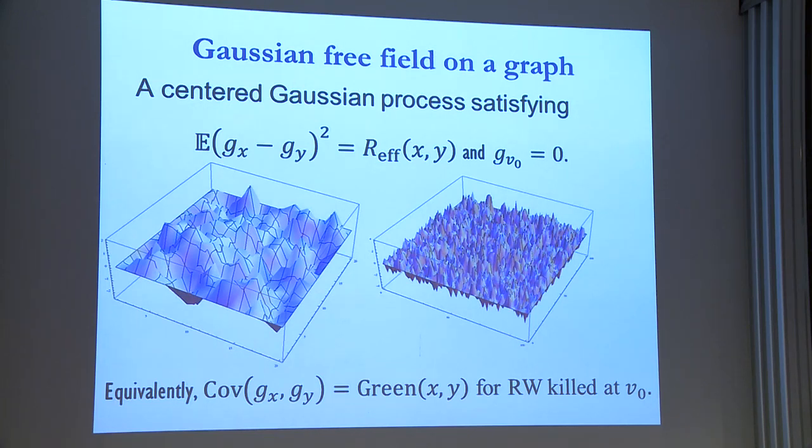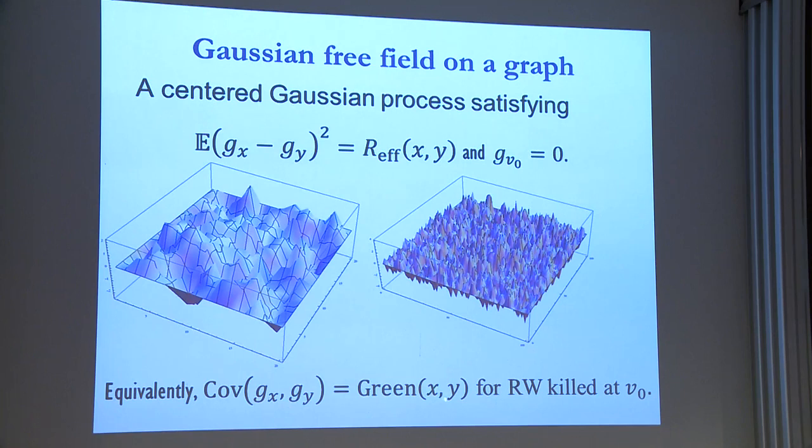In the discrete setting, it's given a graph. This is a centered Gaussian process, and the variance of g_x minus g_y is the effective resistance between x and y. So given a graph G, I know how to compute effective resistances, and then I can build a Gaussian process where this is the effective resistance. Equivalently, if you're used to describing a Gaussian process via its covariance kernel, the covariance of the two variables g_x and g_y is the Green function from x to y for random walk killed at some specific vertex v_0.